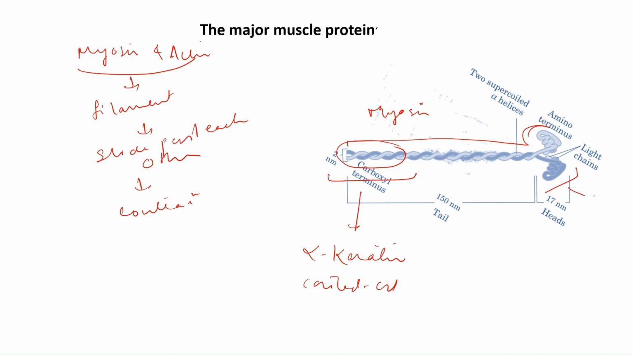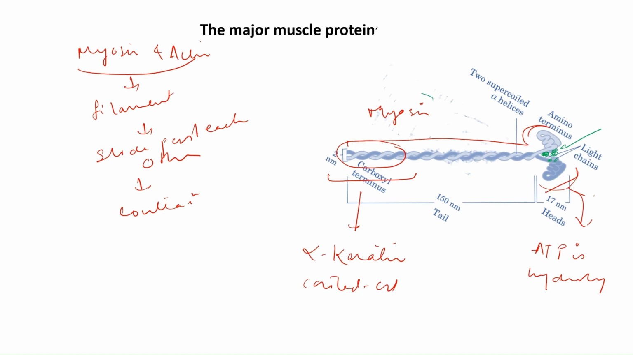Coming to its amino terminal, which has a globular head, this is the site where ATP is attached and hydrolyzed. The muscle contraction is an ATP dependent process and the myosin globular head is the site where ATP is hydrolyzed. Now, where is the light chain? These globular heads are attached with the light chain here. So, these light chains are associated with this globular head.